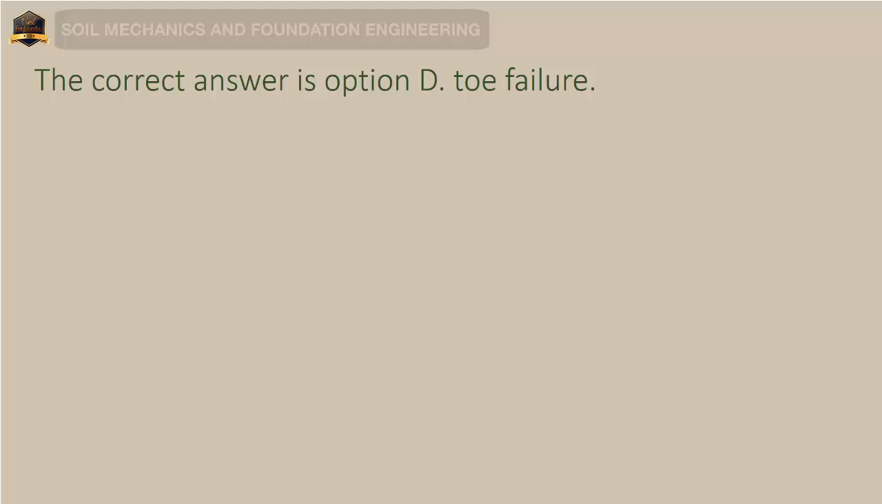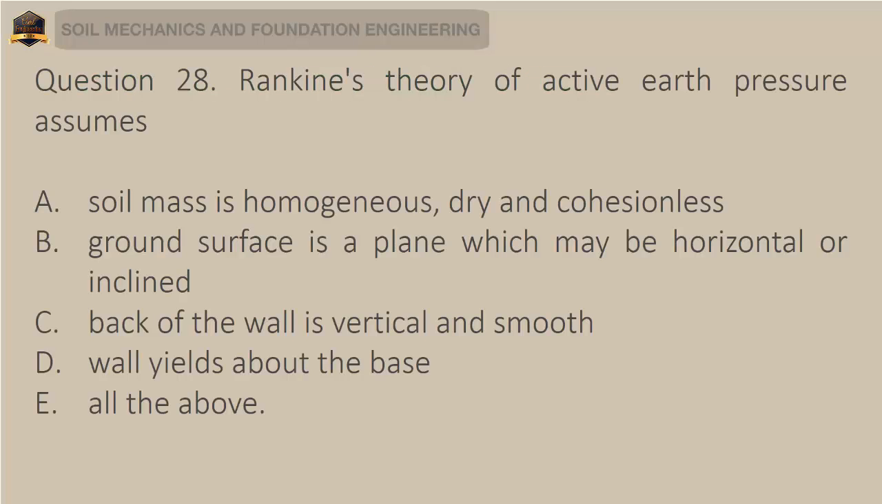Question 28. Rankine's theory of active earth pressure assumes A. Soil mass is homogeneous, dry and cohesionless. B. Ground surface is a plane which may be horizontal or inclined. C. Back of the wall is vertical and smooth. D. Wall yields about the base. E. All the above.